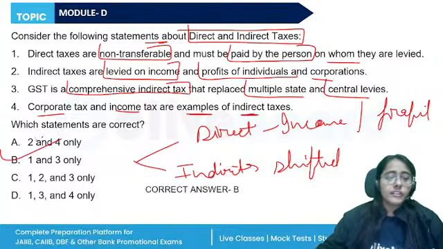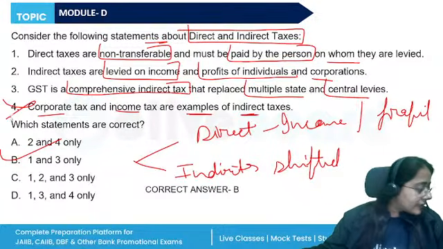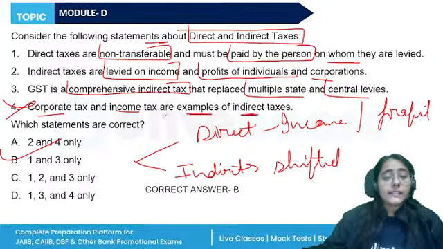So the correct answer should be B, 1 and 3. Now, the fourth statement is incorrect. Corporate tax and income tax are examples of direct taxes, not indirect taxes. Okay, so the correct answer is B, 1 and 3 only.